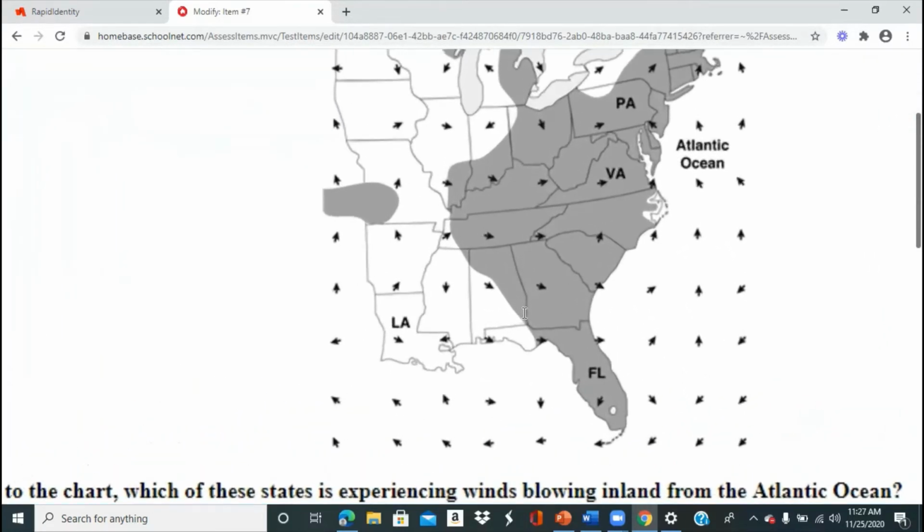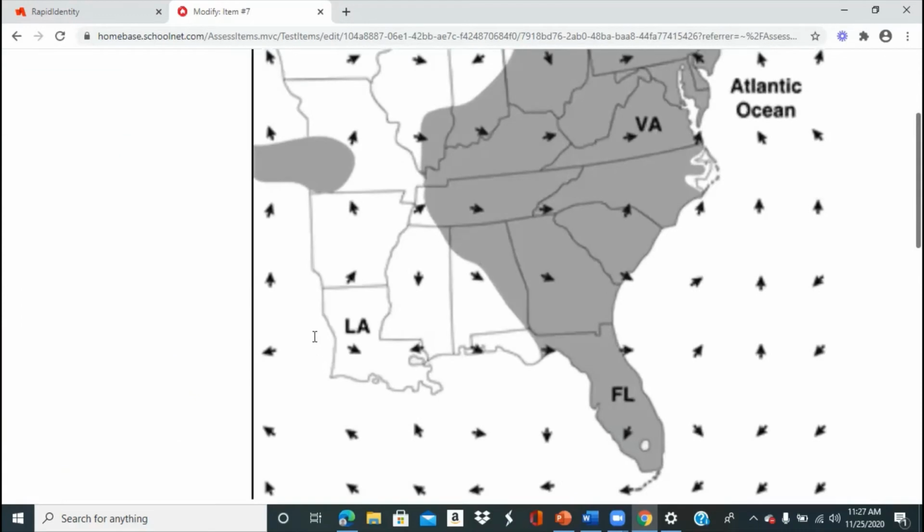So let's begin with LA. We see that the arrow is moving towards this location. Apparently, we are looking at wind from the Atlantic Ocean. But since this is on the west side of the US, the wind is blowing from the Pacific Ocean when we take a look at this map. So all the wind here is moving inland to LA, but the wind is not from the Atlantic. Instead, it's from the Pacific Ocean. So LA is a distractor.